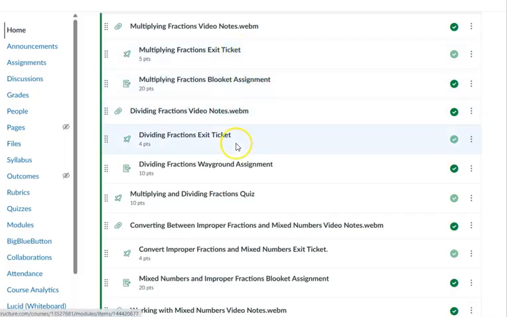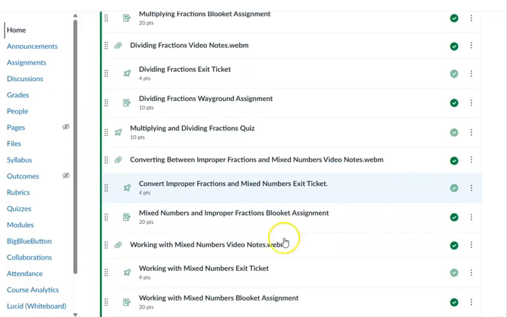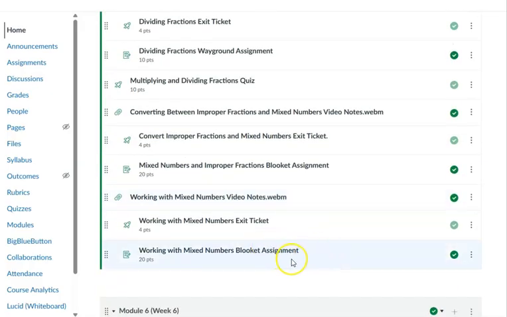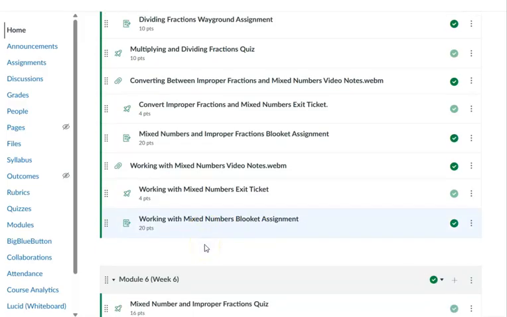Exit ticket, assignment, same thing. This one does have a quiz in the middle, on multiplying and dividing, before they move on to converting improper and mixed numbers. They end the week with an assignment on working with mixed numbers. These are word problems and then just straightforward math problems so that students know how to do plain fractions and then mixed numbers.